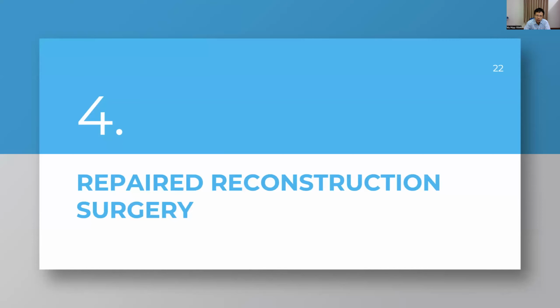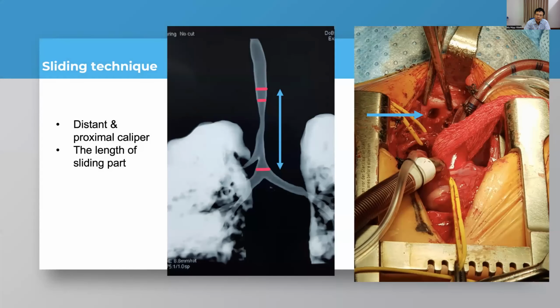So number 4, what I would like to say about the reconstruction surgery, the indications and the technique. The indication for surgery is if the anomaly compromises pulmonary function or the respiratory symptoms are severe, and the patient may be put on the ventilator. This is the indication for repair surgery.